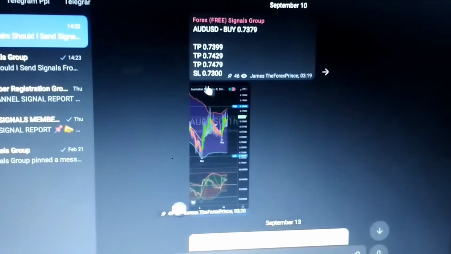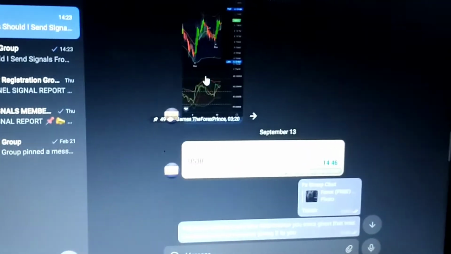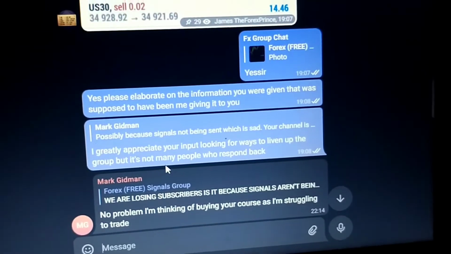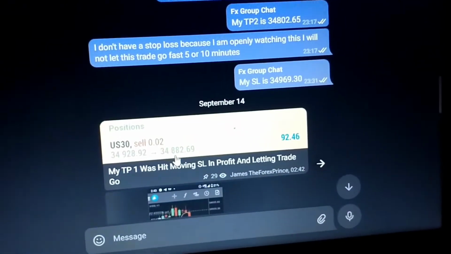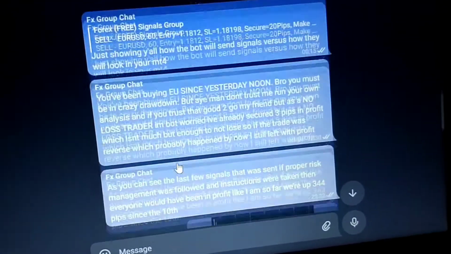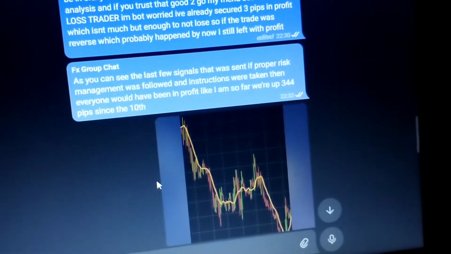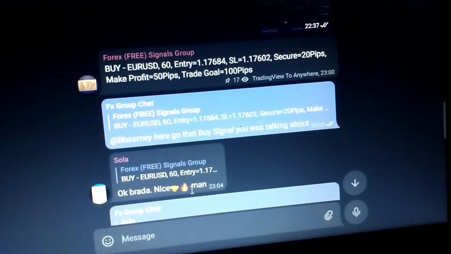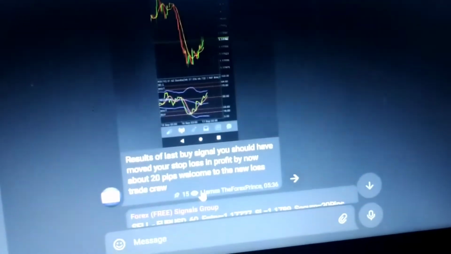This is the free signals group. We send profits and signals. You can see it's not much, but it's something, guys. Look, TP, we're getting money. We're helping people get money. Trade closed 50 plus pips. Look, you'd be crazy if you missed out. We secure. I'm waiting for this profit to pop up. The charts are showing the signals. Look, buy. Yeah, he liked that. Shout out to you.